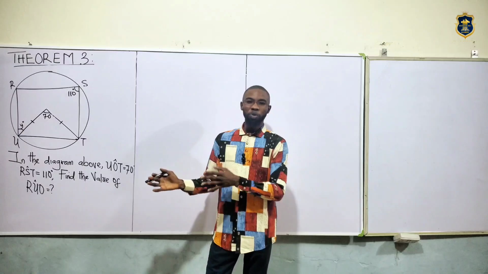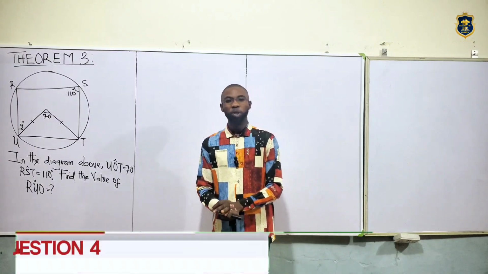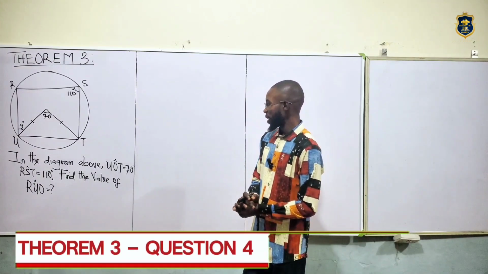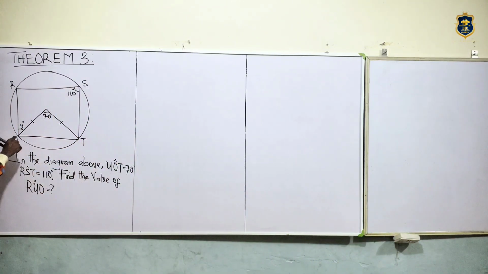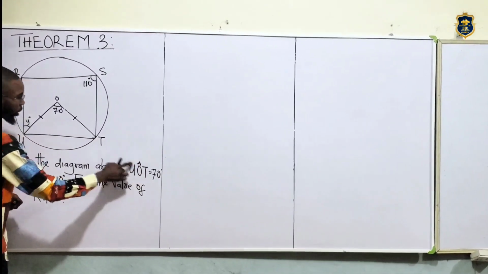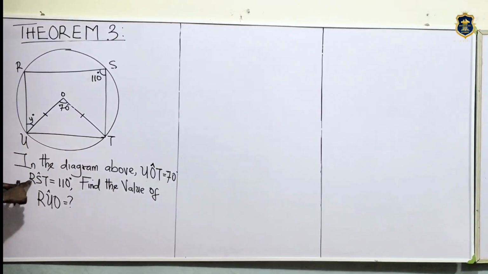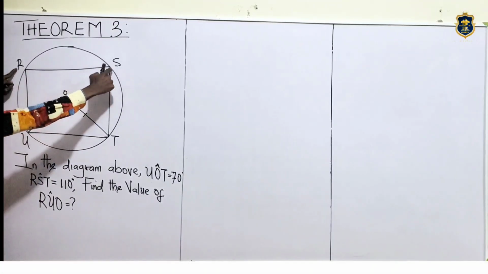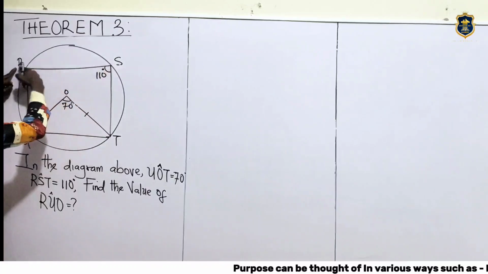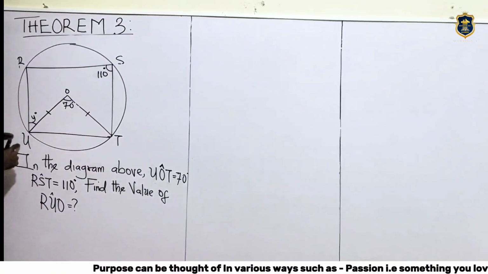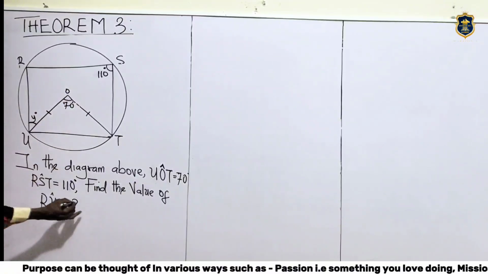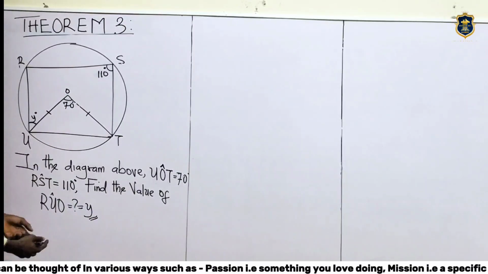Alright guys, let's look at question number 4 as regarding the second theorem, 3 questions, right? It says in the diagram, find the value. Okay, now it says in the diagram above, angle UOT is 70 degrees. Remember, this O is the middle angle, that's where the 70 is, right? And angle ROST, the S there, that makes with this, angle ROST is 110 degrees. Find the value of angle ROU. So we are looking for the value of Y. It's not hard.